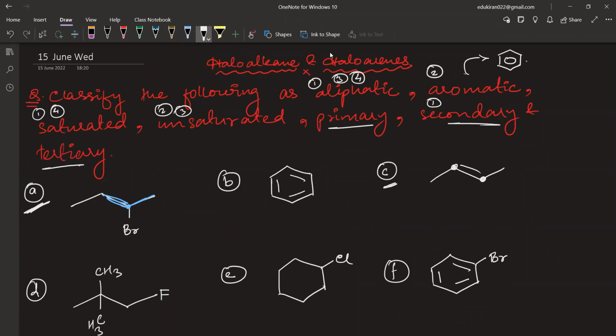Okay, fine. Primary, secondary, or tertiary? This is important. Primary. Very good. What do you think? D is primary, secondary, or tertiary? That is primary, right? See, it is only connected to one carbon atom. Can all of you see that? Yes, sir. Okay, fine. So the fourth one is primary.